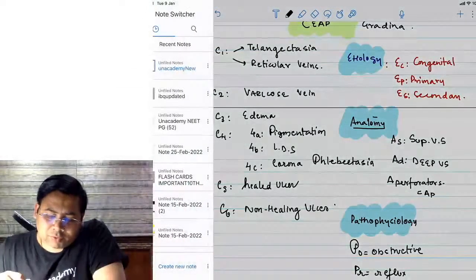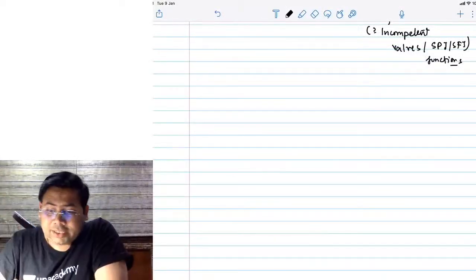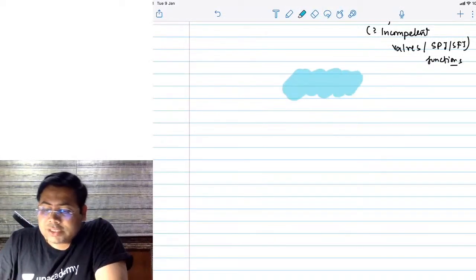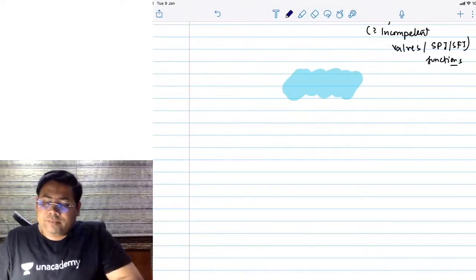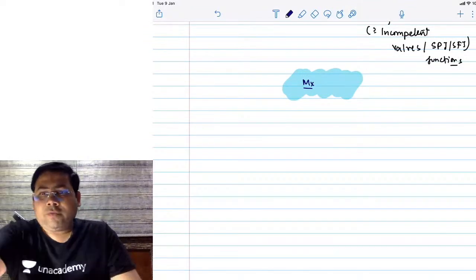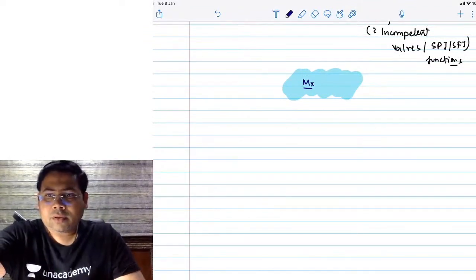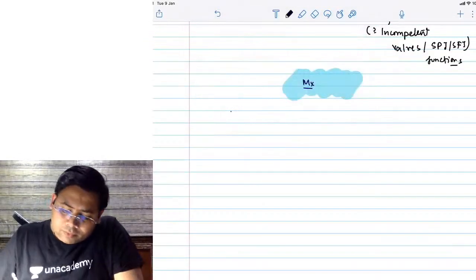Now when we are talking about this chronic venous insufficiency, and when we have discussed so many things, let us also discuss the treatment options. Let us also discuss the treatment or the management plan. Management, when we talk about, students always remember the investigation of choice. The investigation of choice is a Doppler study.